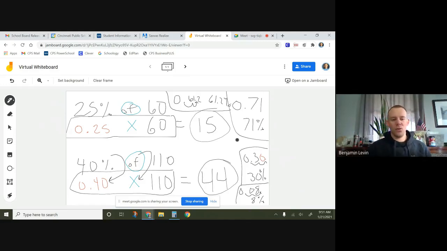Right? We just need to remember, like I said, to make a percent into a decimal, 25% becomes 0.25 because the decimal point moves over 2 spots, right? That's how I got 0.25 here, and of means times. If you can remember those 2 things, you are golden on percents, okay?